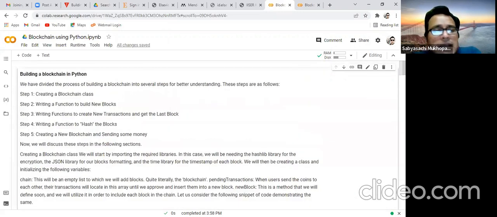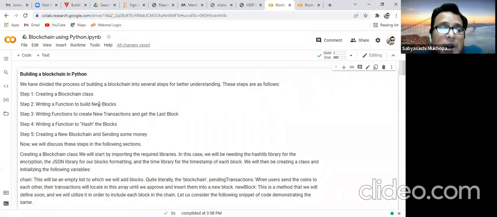So if you see this particular scenario, building a blockchain with Python, what we are doing is, we have divided the entire process of building a blockchain into several steps for better understanding. So what are those steps? You can easily see that those steps are mentioned here one by one.